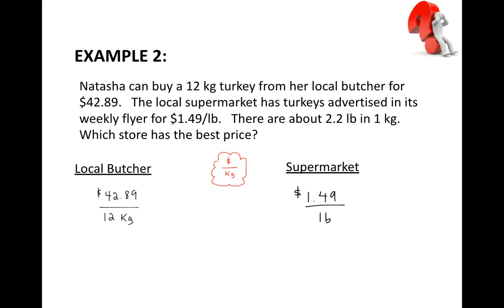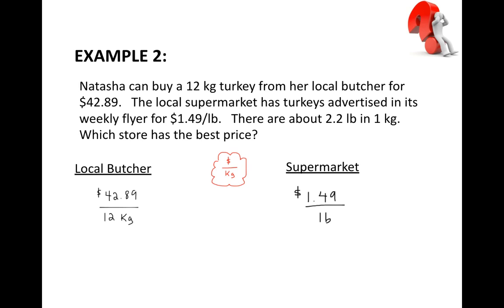So if I look at my work, I can see on the left-hand side, I'm going to have to change my number into a unit rate. I'm going to need to take that 12 and divide it into 42.89 to find out what it is per kilo. In the supermarket one, I'm going to have to change the pound that's down there into kilograms.